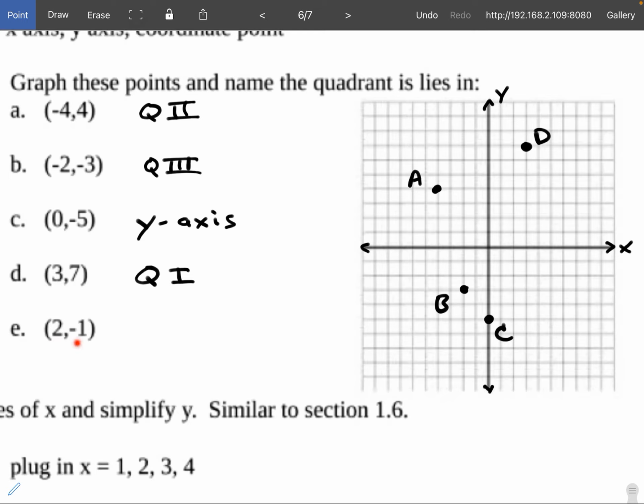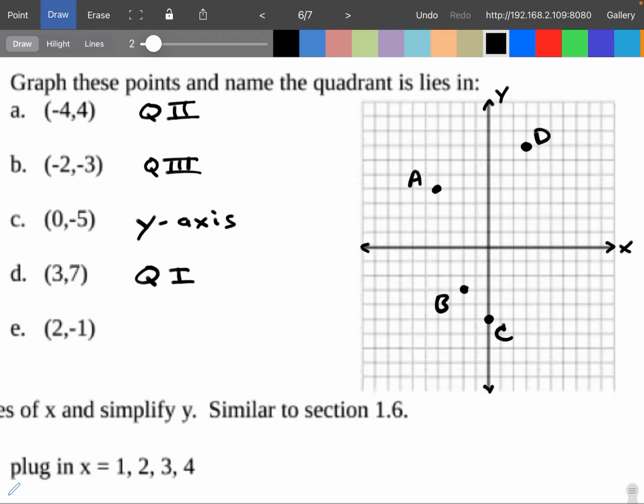And then the last point, we got 2 for x, so that's 2 right. And we got -1 for y, so that's 1 down. So 2 right, 1 down. That is going to be right here. That's point E. What quadrant was that again? 4. Yep, that's quadrant 4. So that IV, remember, that's Roman numerals. That means 4.